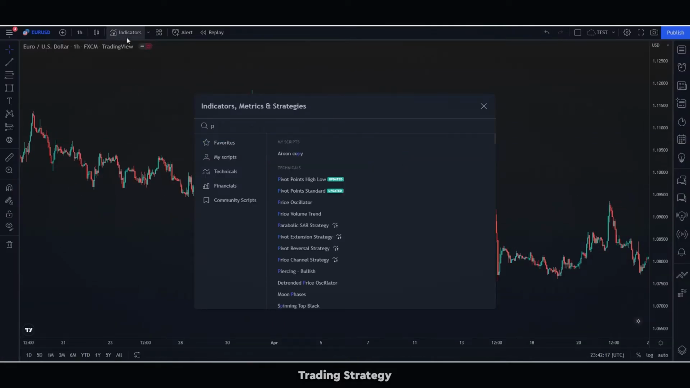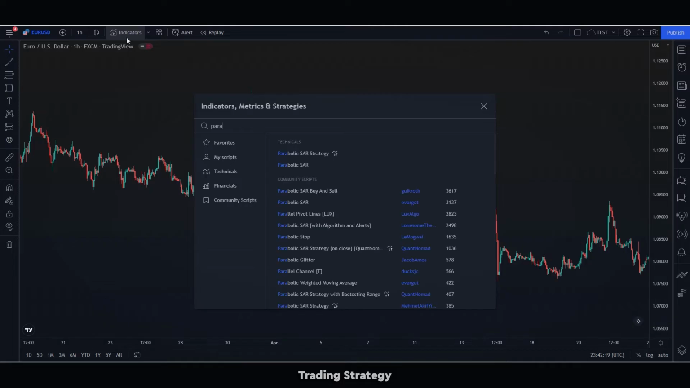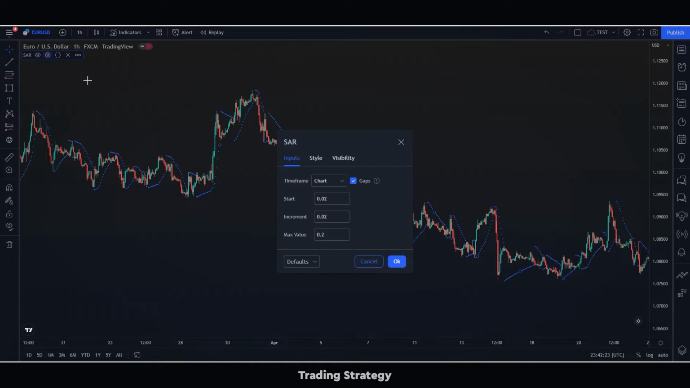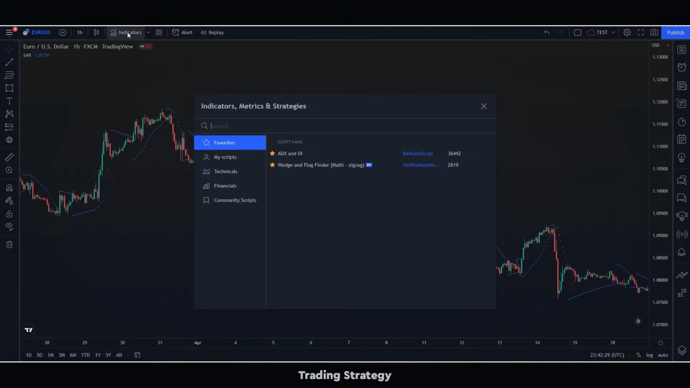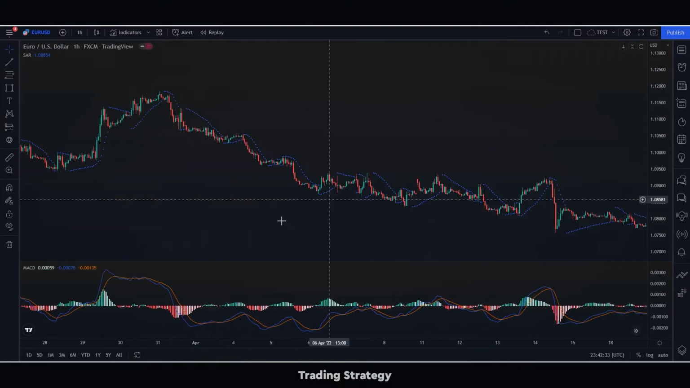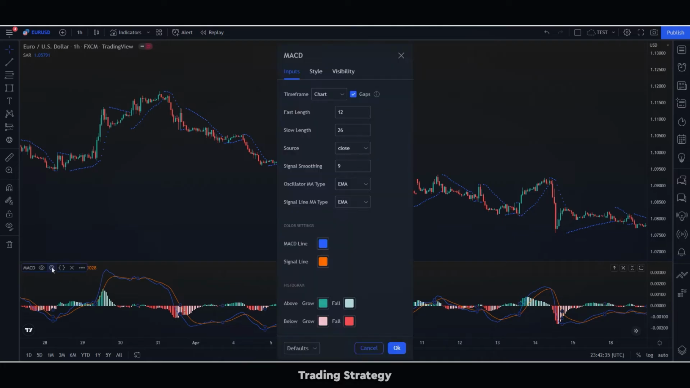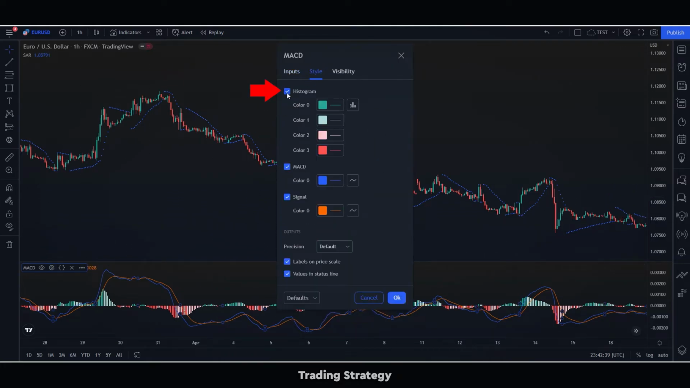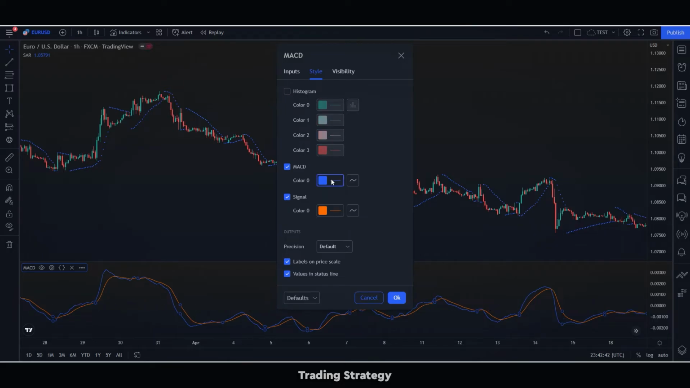It is a really simple strategy. All we have to do is select the parabolic SAR and leave the default values. Then we have to select the MACD and also leave the default values. We will only deactivate the histogram to clean up the chart a bit. We will change the color of the MACD line to white, and we will put the signal line in red.